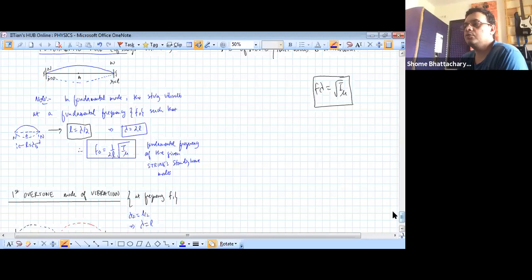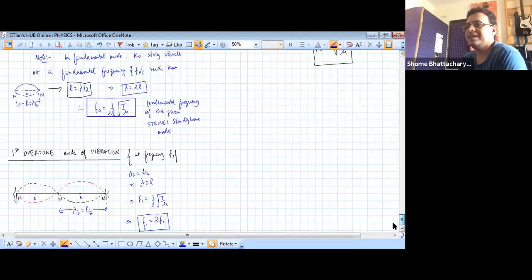So the fundamental mode is where we have the minimum possible number of nodes and antinodes. The fixed boundaries are 2 consecutive nodes. The first overtone is the situation where we have the next minimum number of nodes and antinodes. So the midpoint becomes another node. So we have 3 nodes plus 2 antinodes.